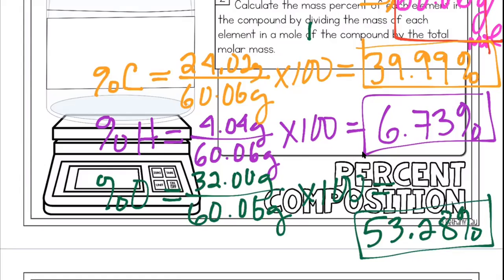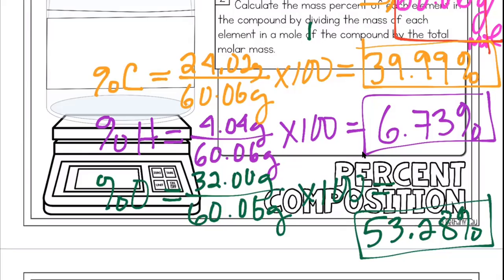Okay. A trick to check yourself on problems like this one, where they ask you to do all of the elements in the compound. One way to check your work is add up your percentages, because percentages are out of 100. So if you add up 39.99 and 6.73 and 53.28, you should get 100% or really close to it. Because remember, we did have to round it. So you might get like 99.99, or maybe 100.01. But it should be right close to 100 because it's a percentage.